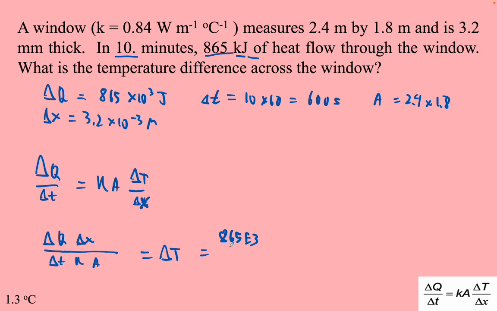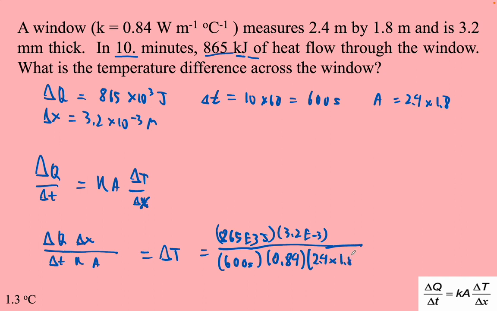865 E3 joules over the time, so the time is 600 seconds. Our thickness is 3.2 millimeters. Our K is 0.84. And our area is, we're going to need a little dividing. What is that line called? 2.4 times 1.8. There's a name for that line. I know you know it, but I don't know it.